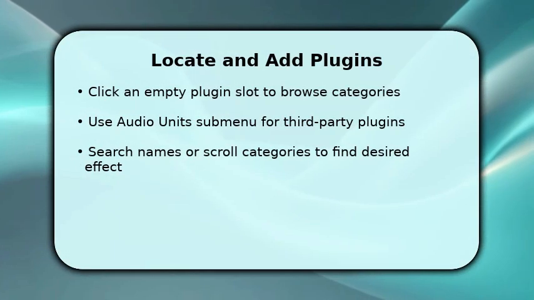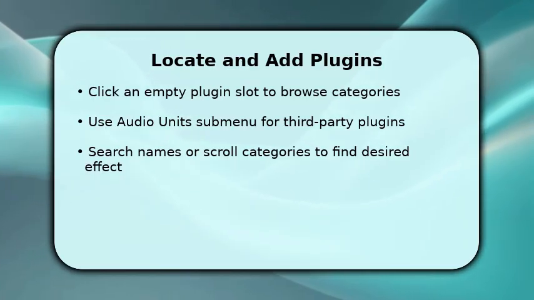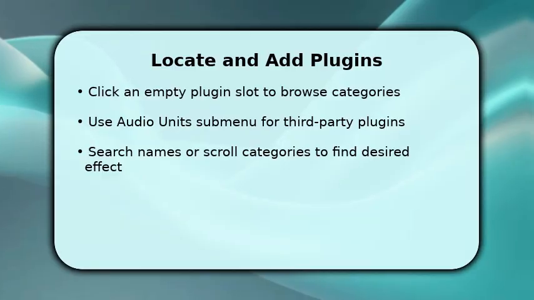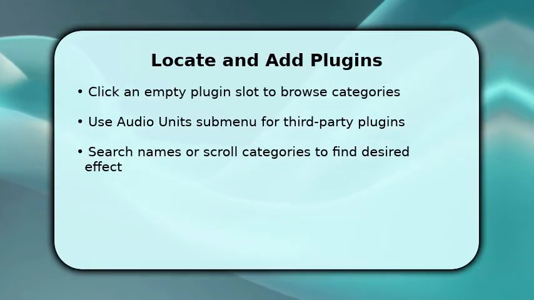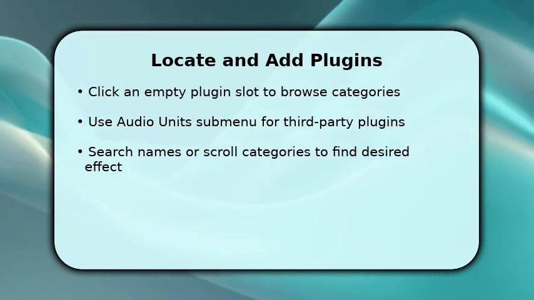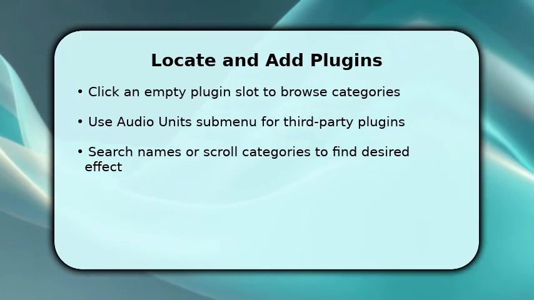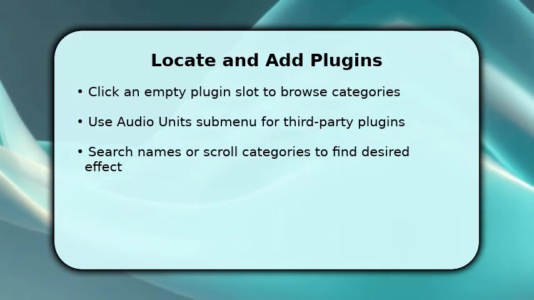You will click an empty plugin slot and then choose from the menu items. GarageBand lists built-in effects first, then audio units for third-party tools. Once you pick a category, like EQ, dynamics, or modulation, scan the submenu or type a name to speed finding a specific plugin. After selecting one, adjust its interface by opening the plugin window.